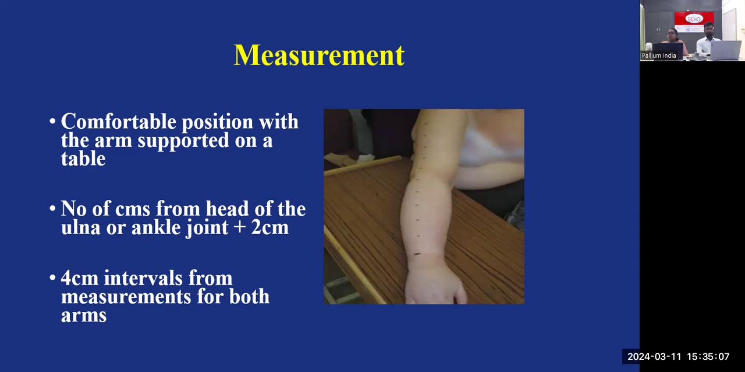All these measurements you have to document well. And then for the lower limbs, from the ankle joint plus 2 centimeter, then every 4 centimeter. I have a video on that. I will show it to you later. From that you will understand how to take a measurement. Okay.